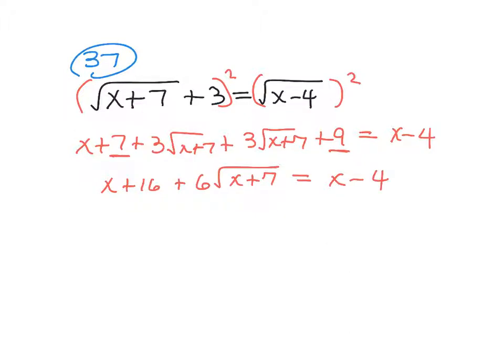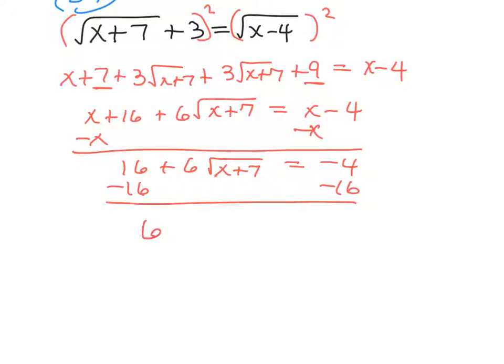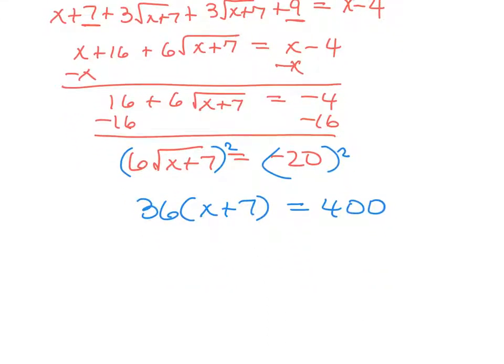I now need to isolate the radical again. Subtract the x. 16 plus 6 times the square root of x plus 7 equals negative 4. Move the 16. 6 times the square root of x plus 7 equals negative 20. Again, square both sides to cancel the radical. I'm left with 36 times x plus 7 equals 400. I'm going to distribute.